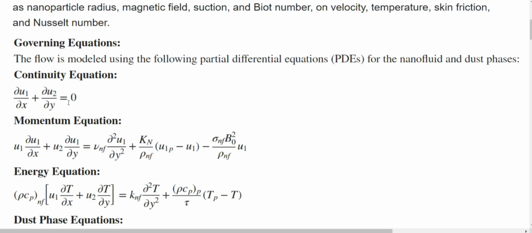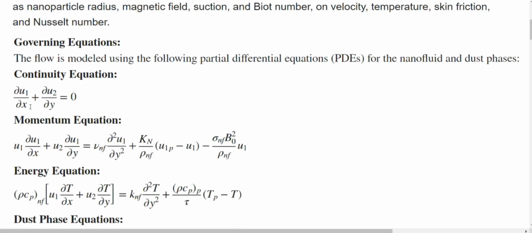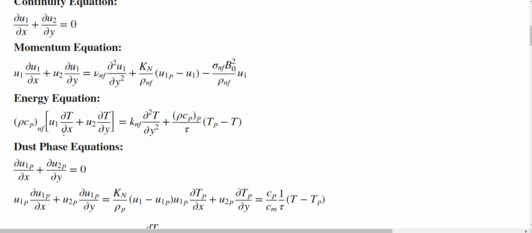As you know, for dusty phase fluid particle, you may have two kinds of equations. One is for the fluid or nanofluid, and another one is for the dusty phase. So in the first part, we have the continuity equation. U1, U2 are the velocities in the x and y directions. The second one is the momentum equation, and you may find some terms from the particle as well, and MHD, and so on. And the energy equation is there.